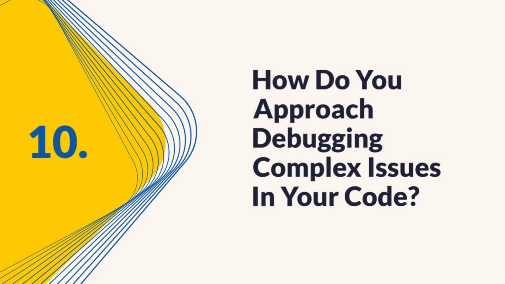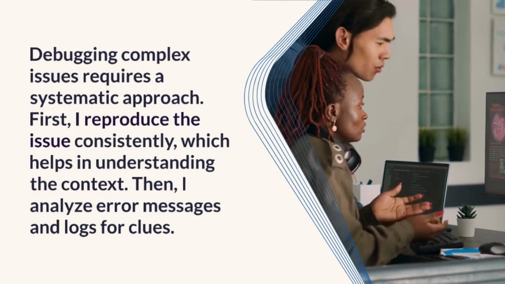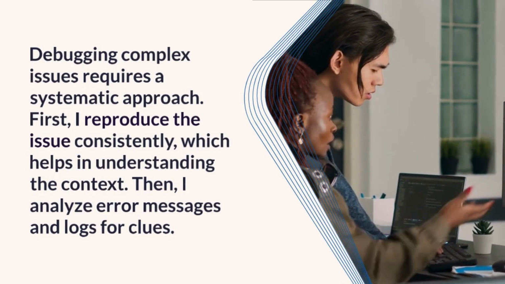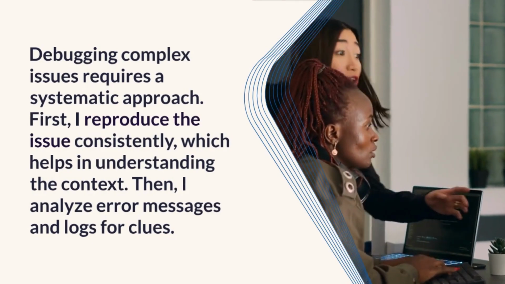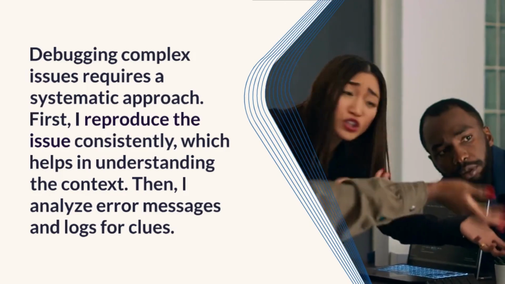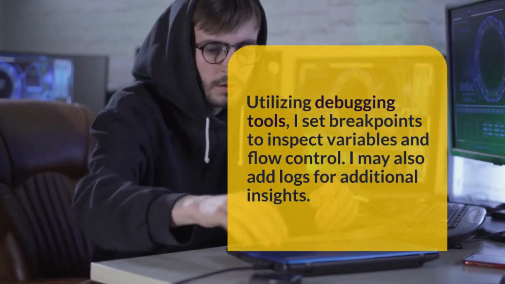How do you approach debugging complex issues in your code? Debugging complex issues requires a systematic approach. First, I reproduce the issue consistently, which helps in understanding the context. Then, I analyze error messages and logs for clues. Utilizing debugging tools, I set breakpoints to inspect variables and flow control.